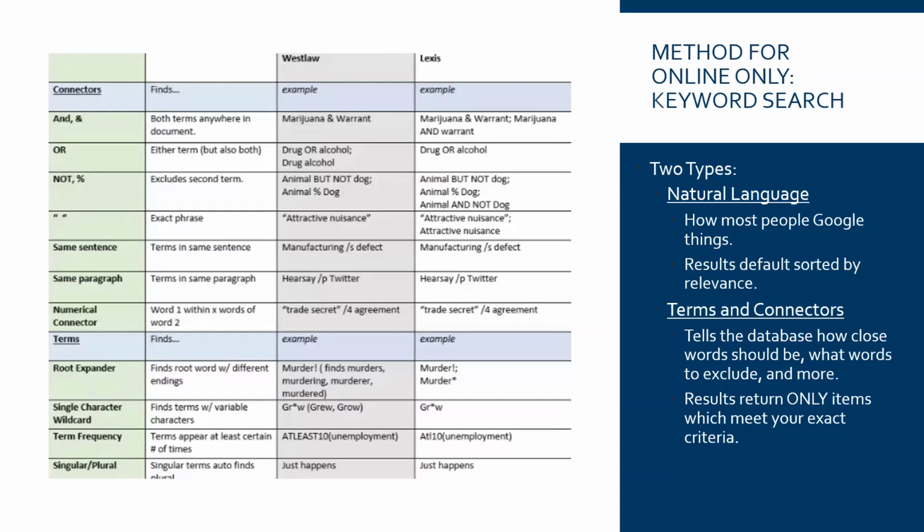And relevance is, of course, a determination that's being made by Lexis or Westlaw. Terms and connectors tells the database how close words should be, what words to exclude, and more. Results return only items which meet your exact criteria. And here are some terms and connectors that work on Westlaw and Lexis.